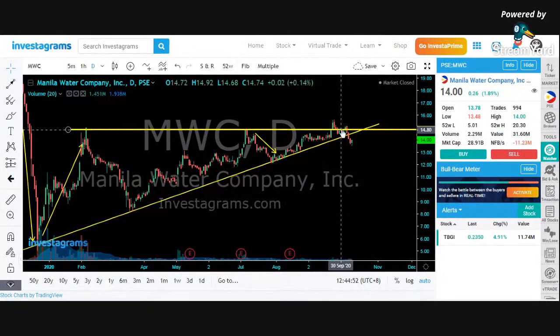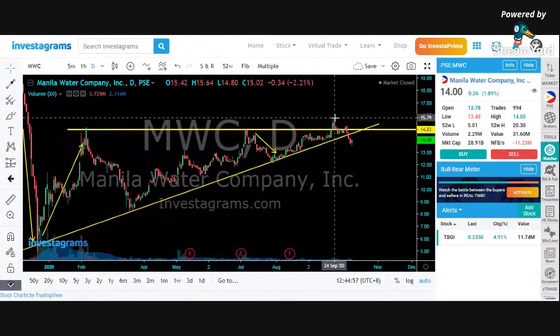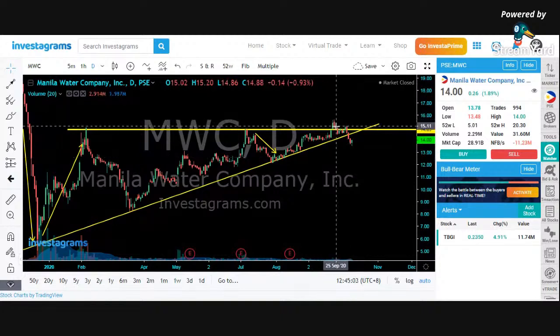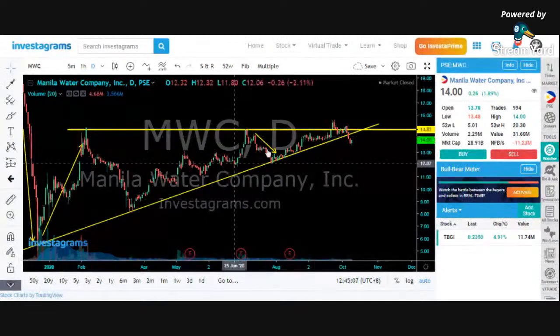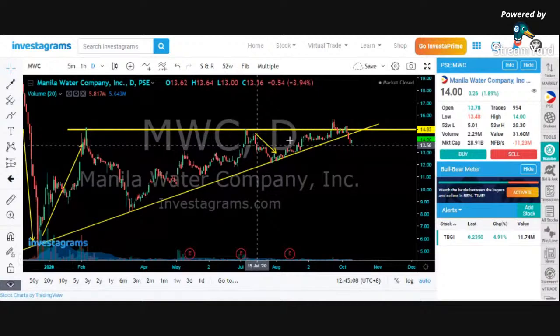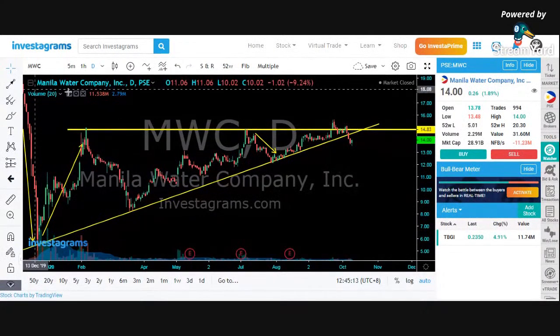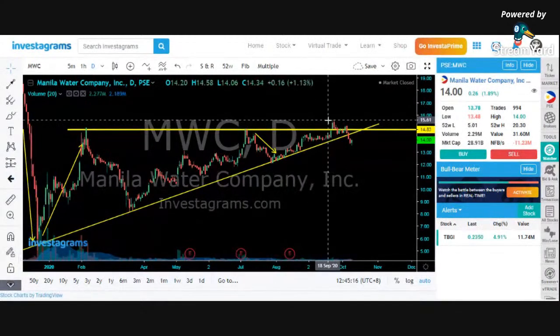So, nag-break out siya, no? Nag-break out. Okay. When it broke out, the price went back to this channel or this area. And then, when it kicked up again, hindi na niya naabot itong area na ito. So, you need to be aware of that.